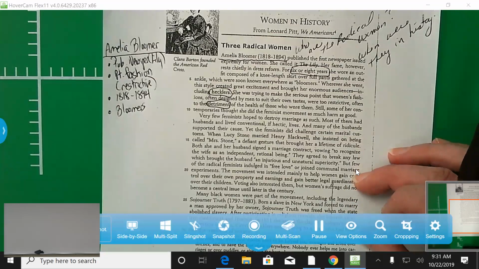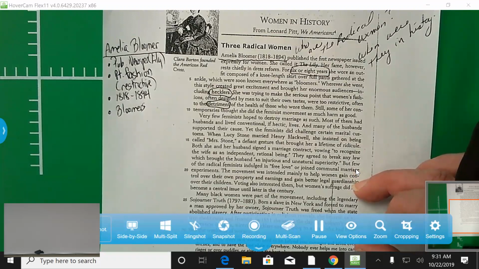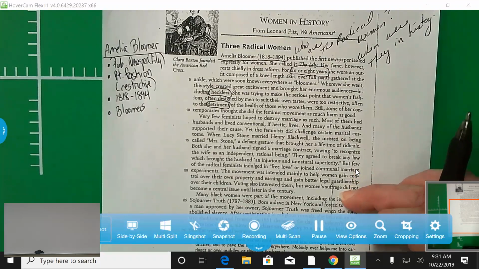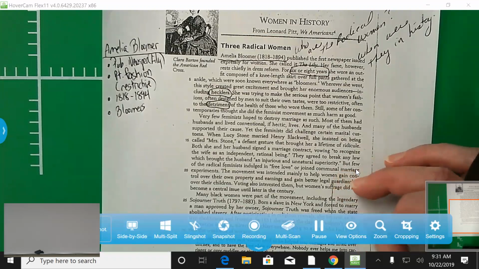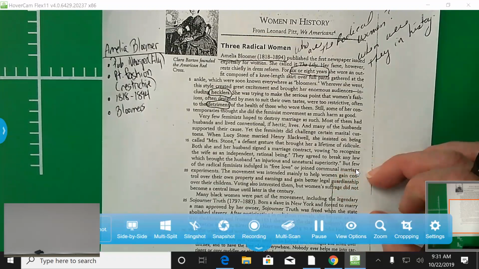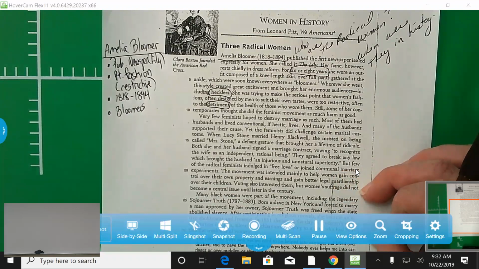But few of the radical feminists indulged in free love or joined communal marriage experiments. The movement was intended mainly to help women gain control over their own property and earnings and gain better legal guardianship over their children. Voting also interested them, but women's suffrage did not become a central issue until later in the century.